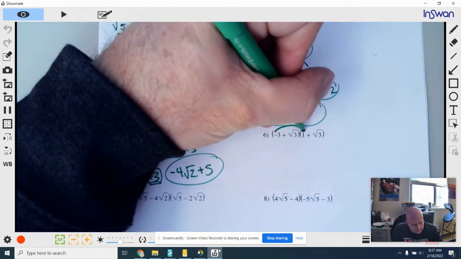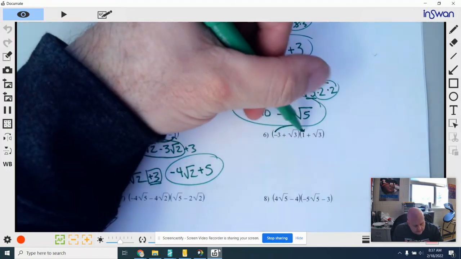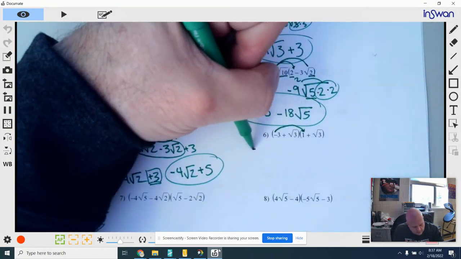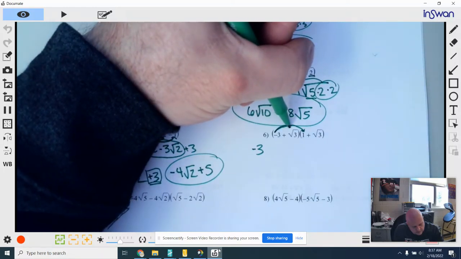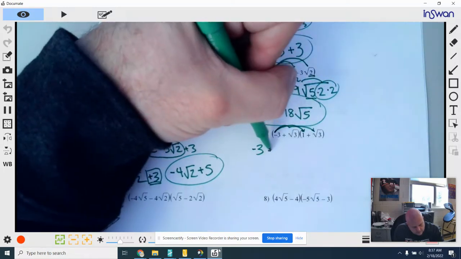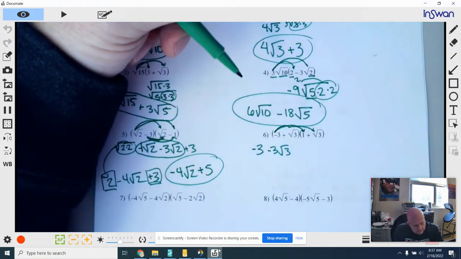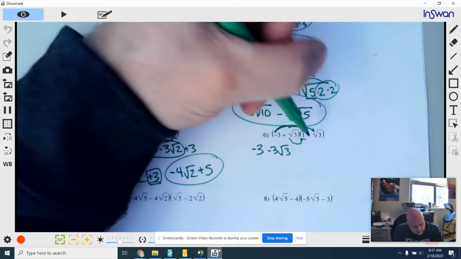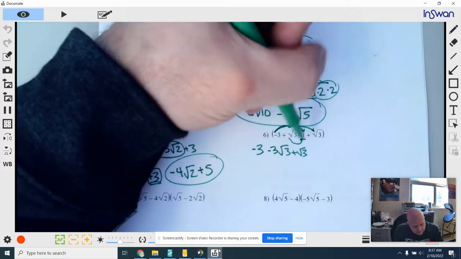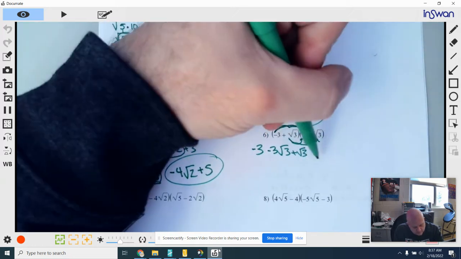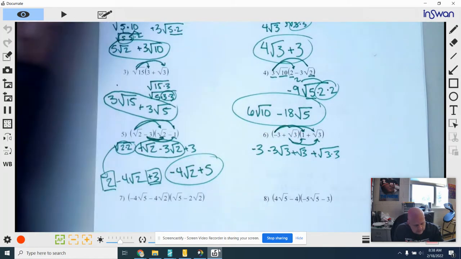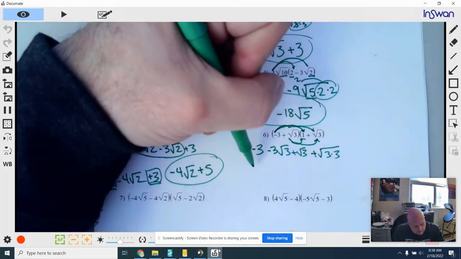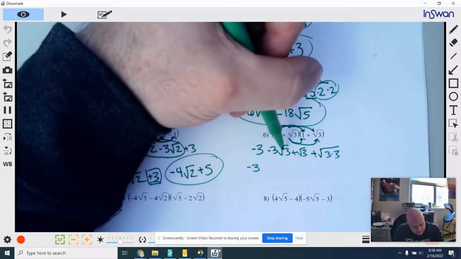Okay, number 6, multiply in. Negative 3 times 1. Let's put that as negative 3. Negative 3 times root 3. Okay, and then I have root 3 times 1, so plus root 3. And then root 3 times root 3. So you got 2 3's underneath.